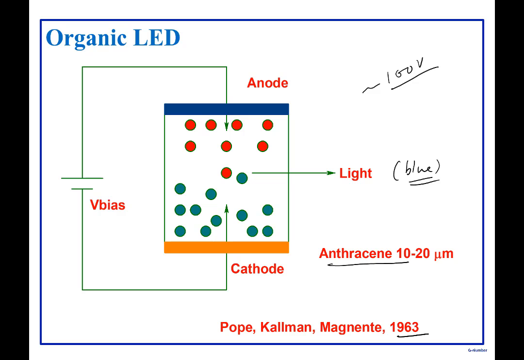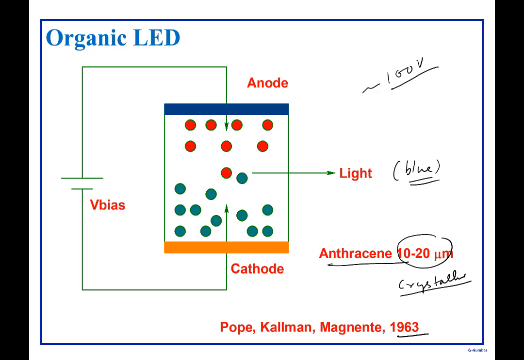And what they were using, you see here, is 10 to 20 micron. This was a crystalline film, a very thin crystal of anthracene. They put anode and cathode and they saw light coming out of it. But because it's so thick, 10 to 20 micron, and because the mobility of carriers is very, very low, it required very high voltage. At very high voltage, because the resistances are so large, only then do you get significant current, and only then do you get a significant amount of light. So blue light was seen, but the voltage was 100 volts.